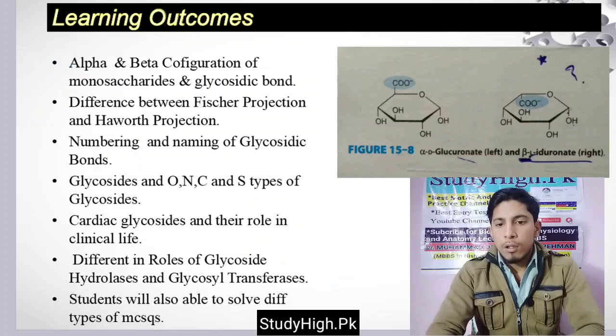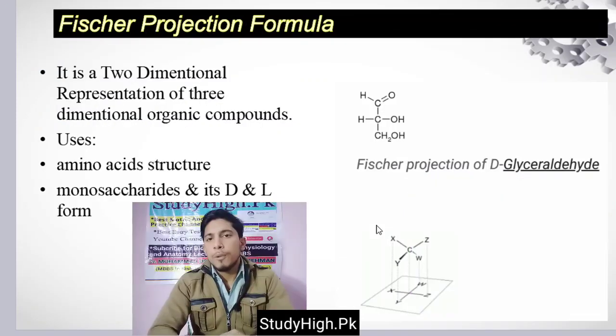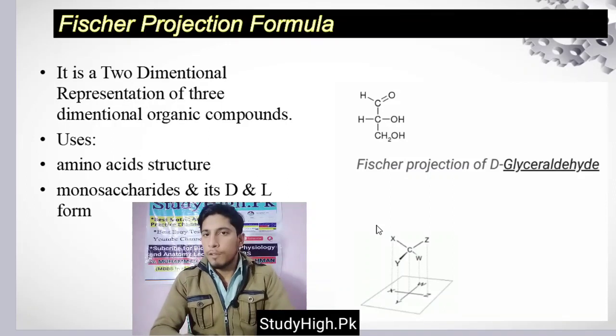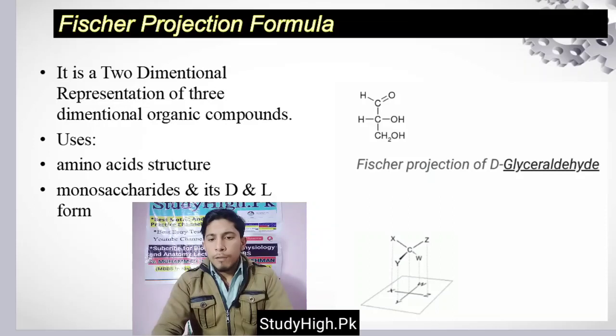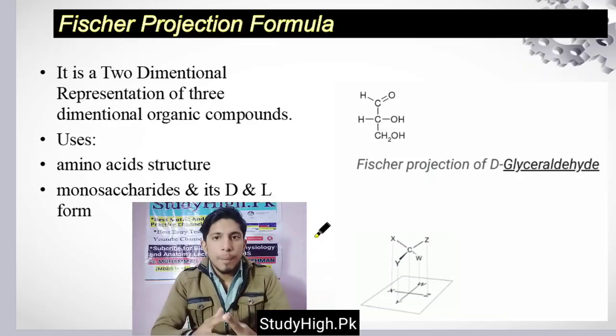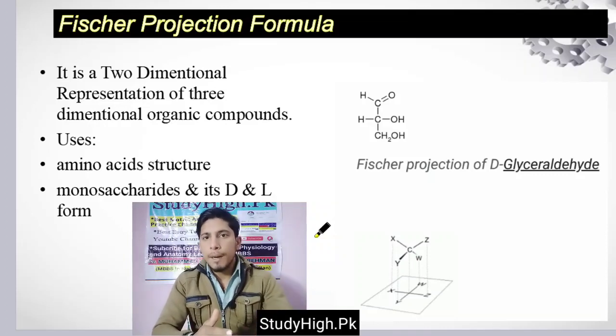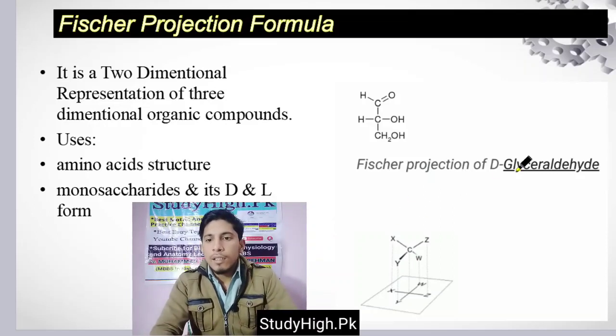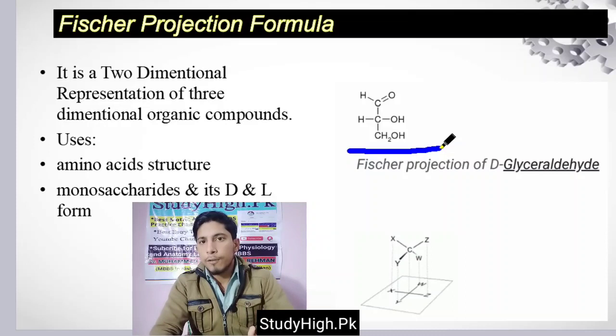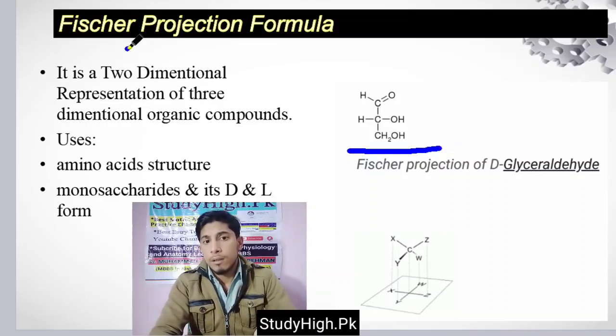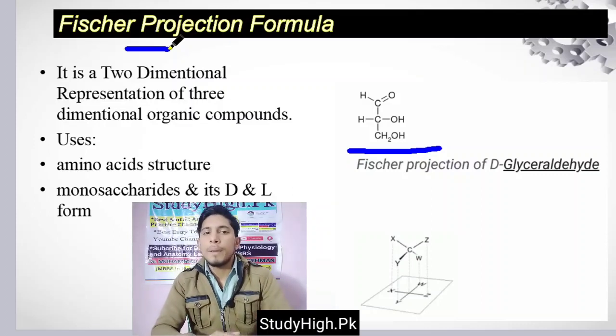Now we are going to start our lecture. The first thing we are going to start with is the Fischer projection formula, which was given by Emil Fischer. In this formula, Fischer shows a two-dimensional picture of three-dimensional organic compounds. Almost every matter is in three-dimensional form, X, Y and Z, but Fischer shows those three-dimensional monosaccharide organic compounds as two-dimensional structures. As you can see, this is D-glyceraldehyde. It is a two-dimensional structure, and most of the monosaccharides in acyclic form that you study are in Fischer projection, and different types of isomerism you also see on the basis of Fischer projection.